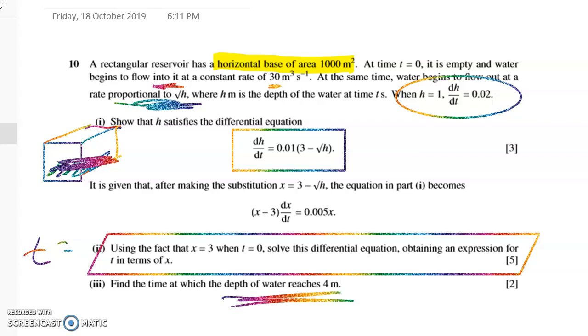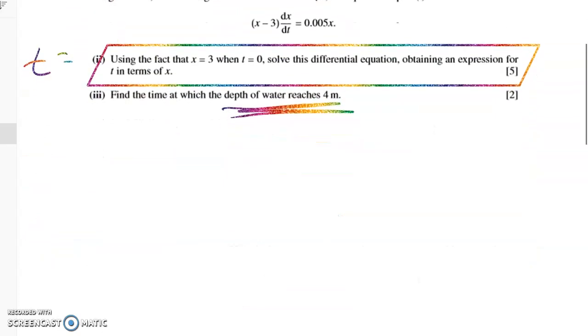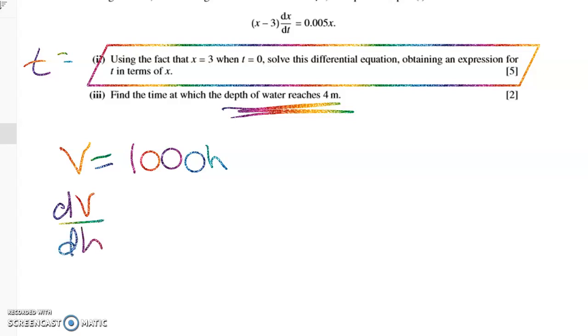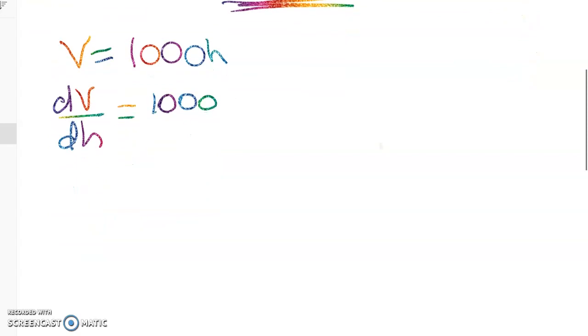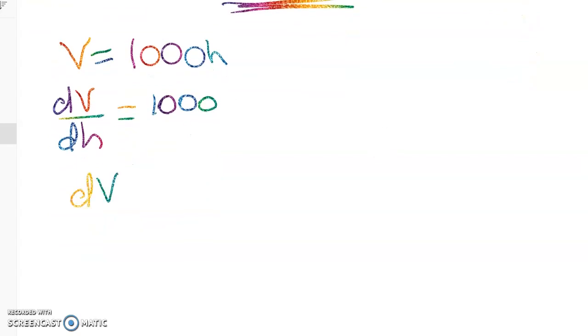So let's start off by getting an expression for dV by dt. But first you should pause the video and try to get as far through this question on your own as you can. Okay. But let's take a look at what we've got. Well, we know the volume of a cuboid is length times width times height. So in this case, it works out to be 1,000h, which gives me dV by dh is equal to 1,000.